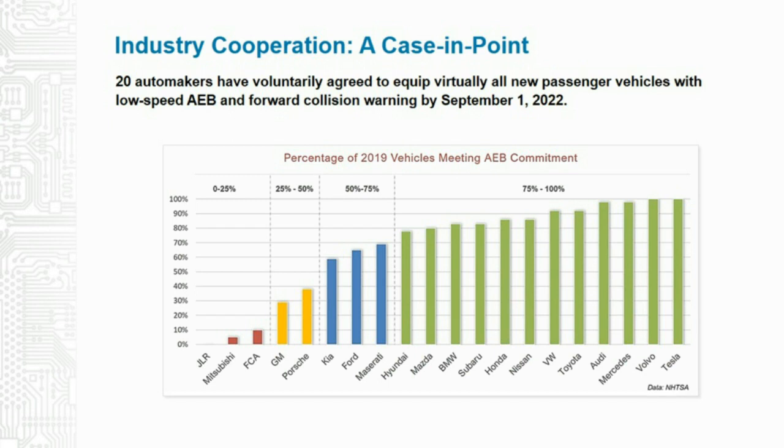As you can see on this slide, 20 automakers have voluntarily agreed to equip new passenger vehicles with low-speed automatic emergency braking and forward collision warning by September 1st, 2022. And if you look at the last few in green on your right, you will see that Tesla, Volvo, Audi, and Mercedes have already met their voluntary commitment under the agreement. And that's 3 years ahead of schedule, 2.5 now.